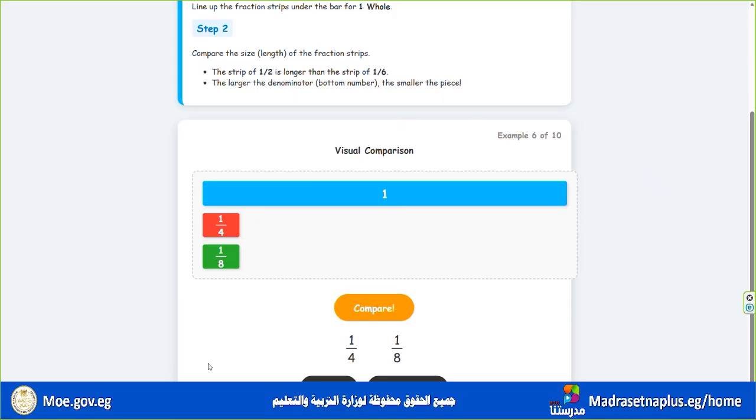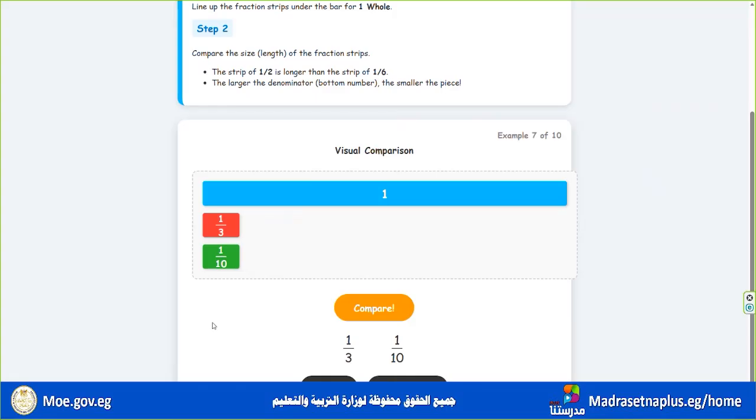Now I need to compare between 1/4 and 1/8. In your opinion, which one is larger? Let's compare by using models. If we draw two rectangles, divide the first one into 4 equal parts and shade one of them, and the other rectangle into 8 equal parts and shade one of them, you will see the red part is greater than the green part. That means 1/4 is greater than 1/8.